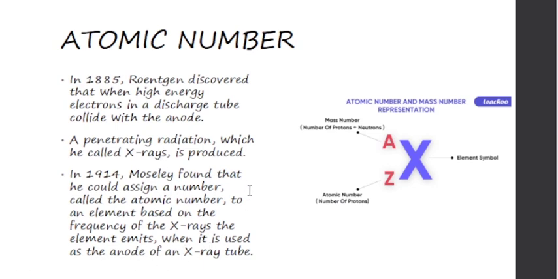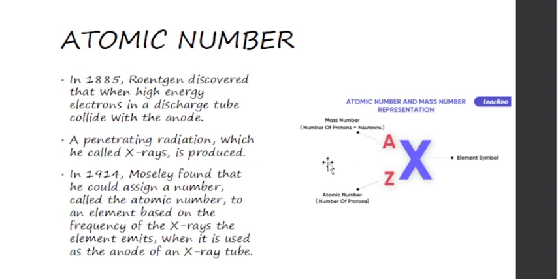Now, he was able to assign the atomic number, and this atomic number is written in the symbol as a subscript towards the left. Superscript towards the left, you have the atomic mass, and the atomic mass is a combination of the number of protons plus the number of neutrons. So take note of that.